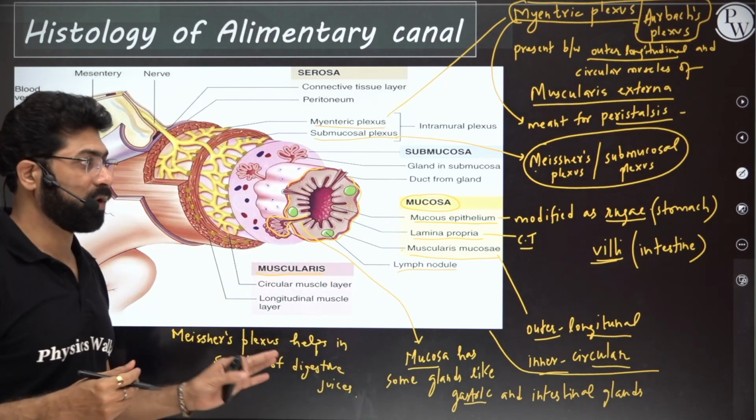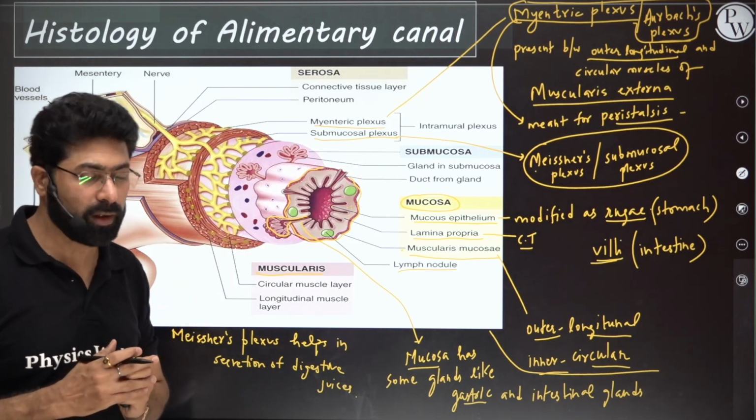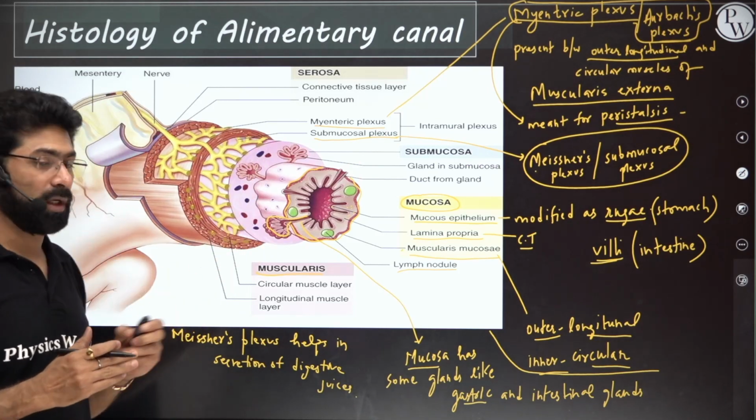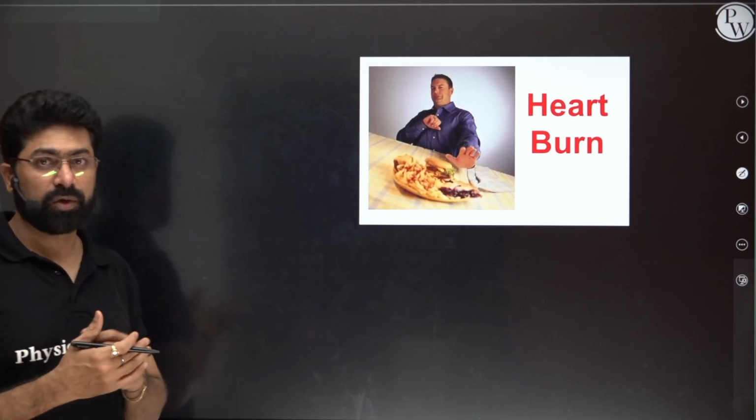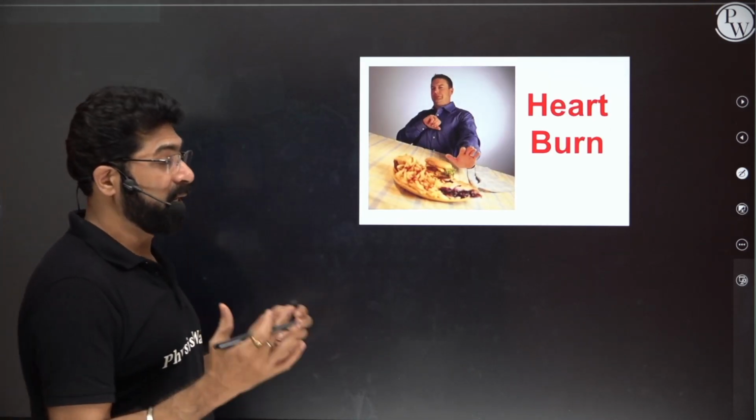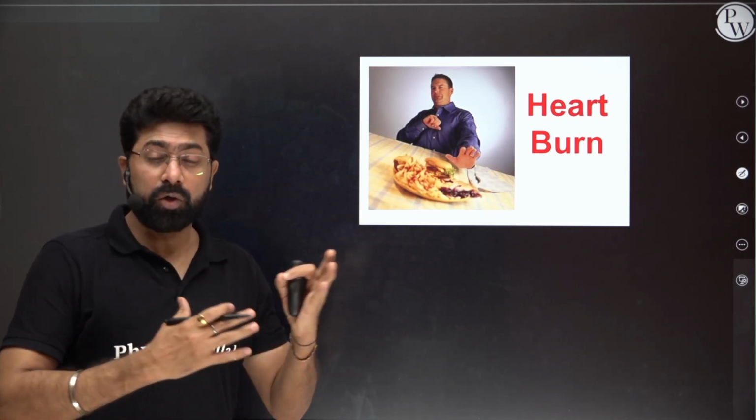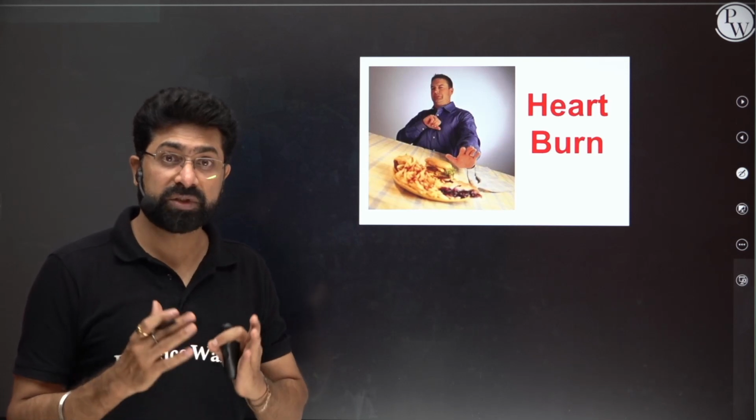Okay? Just for your reference, I have written it, but you can easily understand here. Okay. That's it for this histology. Let us continue further and talk about a very important disease called heartburn. So don't think that the heart has got burned, or that this is a disorder of the circulatory system.